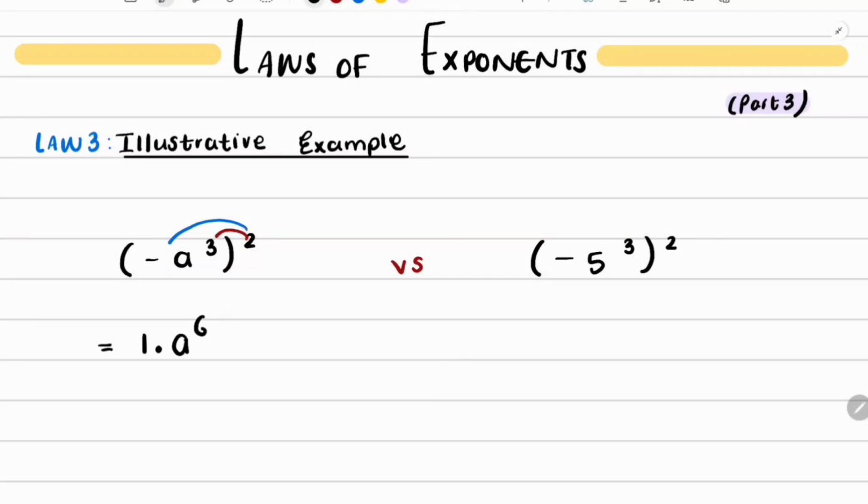So this is a to the power of 6. So 1 multiplied by anything just stays the same. So 1 times a to the power of 6 is just a to the power of 6. And that's why that's positive.